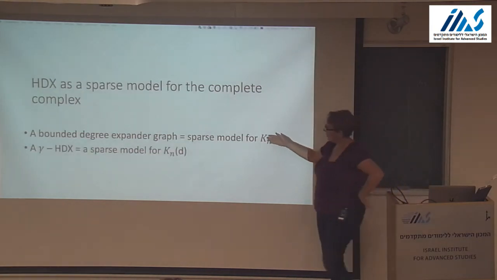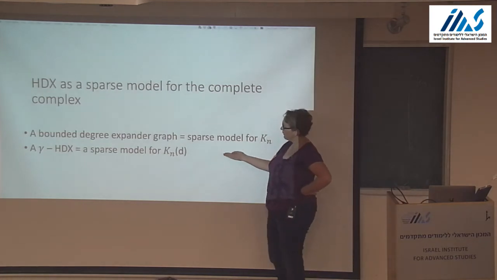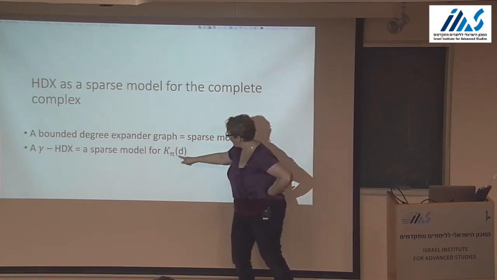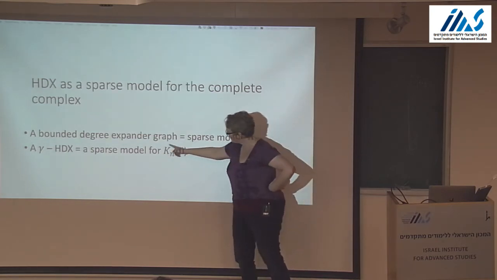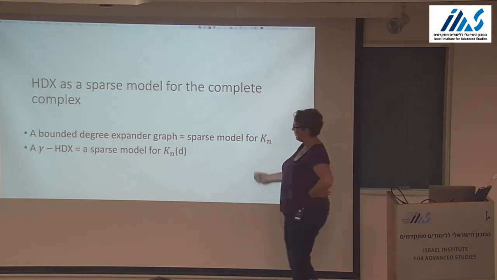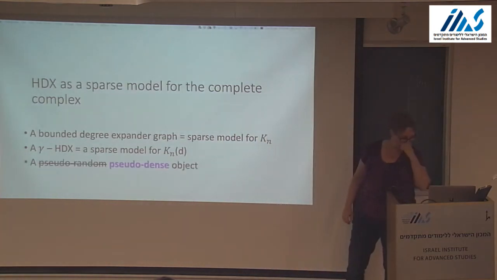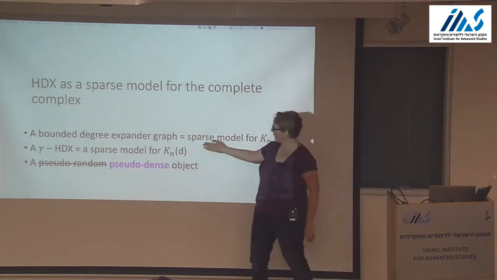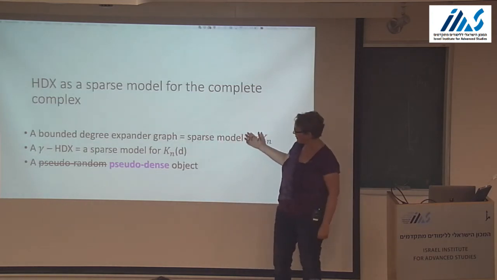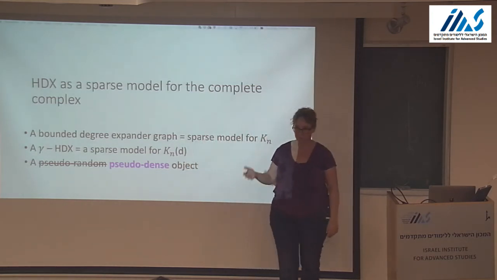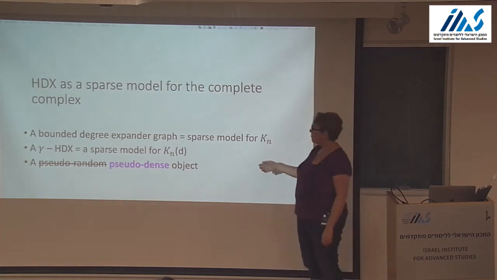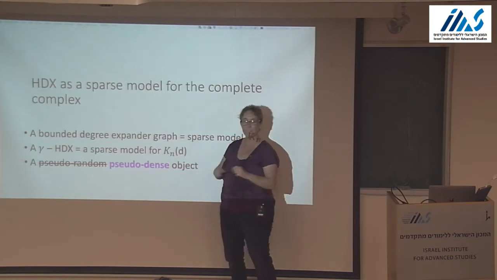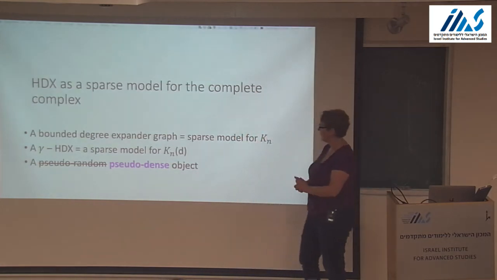Okay, so now I want to say that the analogous thing holds for dimension D. So a gamma high-dimensional expander is a sparse model for, let me denote it by K_D, I don't know the standard notation for this, but this is the complete D-dimensional complex. So it's like a pseudo-random object, like we think often of expander graphs as a pseudo-random object. Here, I cannot use the term pseudo-random because you cannot construct these things randomly. But instead, let's say it's a pseudo-dense object. It behaves like the dense object, but it's sparse. It's more efficient.